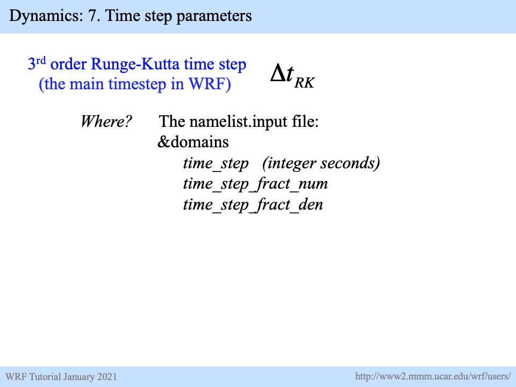So we're at the point where we've looked at the transport schemes and how to set those up. Let's go back to the time integration. We have our third order Runge-Kutta time step. That's the main time step in WRF. That's a delta T, the time step that you're advancing the solution from T to T plus delta T. That shows up right at the top of the namelist.input file in the domain section.